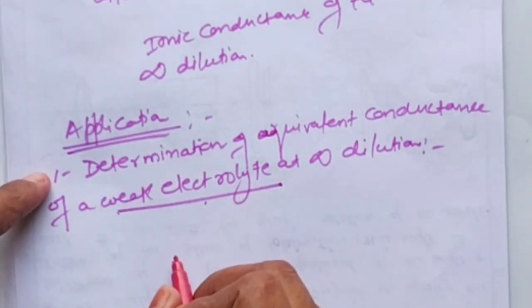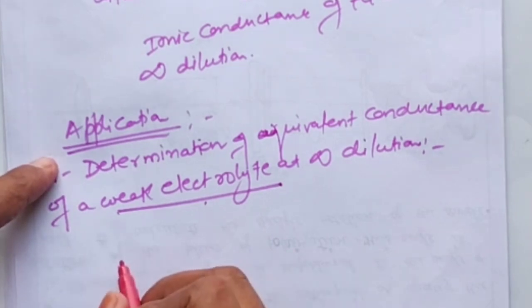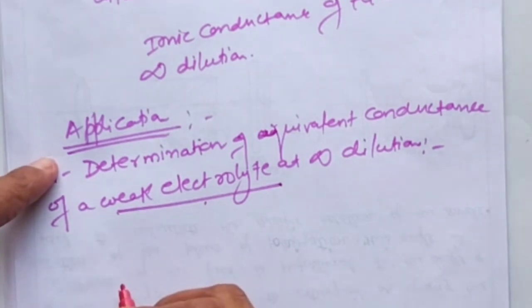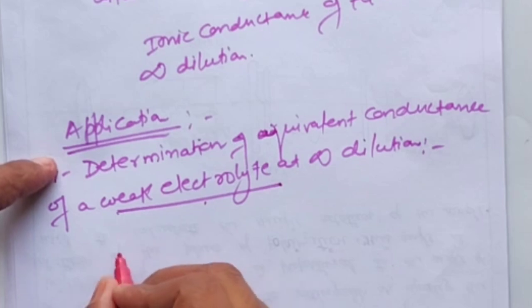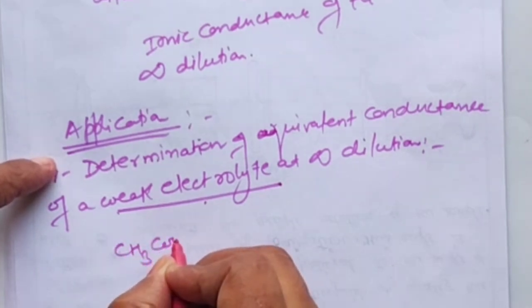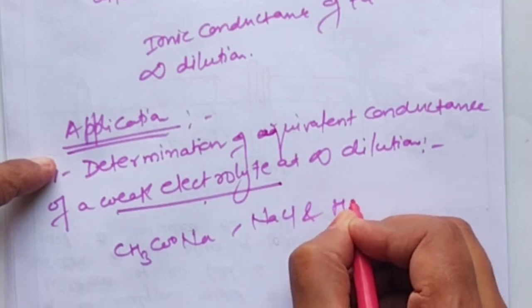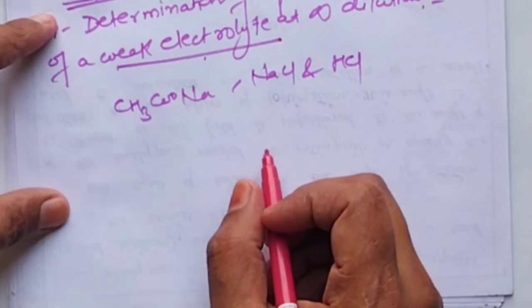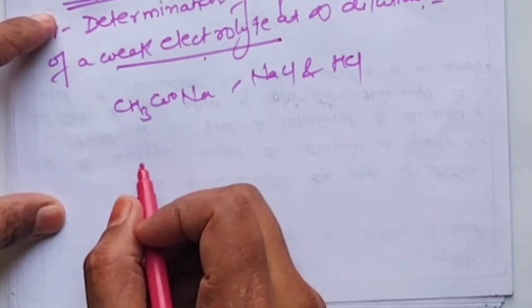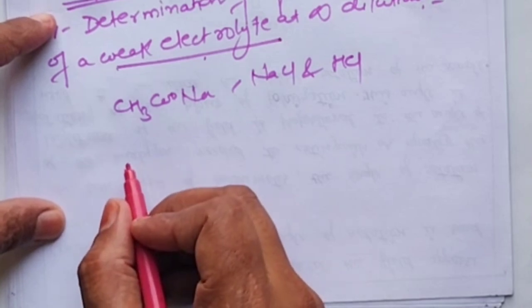For example, the equivalent conductance of acetic acid can be determined by knowledge of the equivalent conductance of CH3COONa, NaCl and HCl, because acetic acid is a weak electrolyte. Basically, Kohlrausch law explains weak electrolytes, because weak electrolytes do not completely dissociate into their ions.